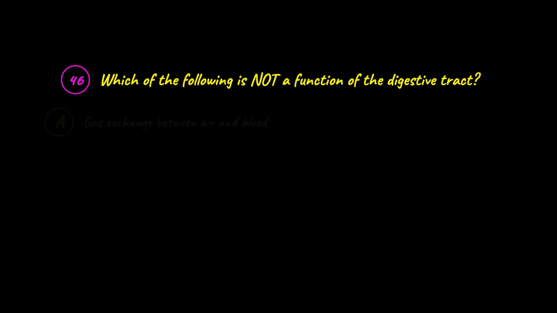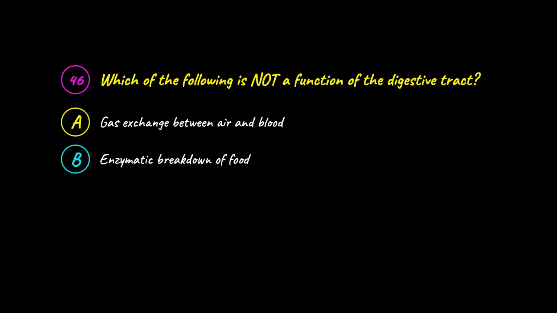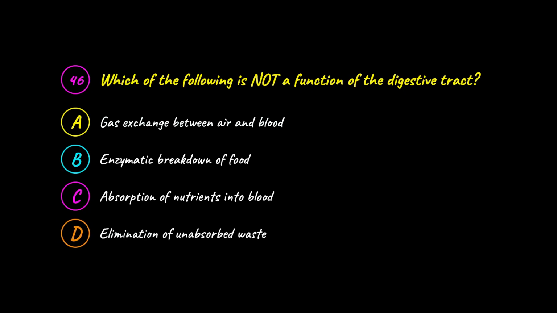Question 46. Which of the following is not a function of the digestive tract? Your options are A. Gas exchange between air and blood, B. Enzymatic breakdown of food, C. Absorption of nutrients into blood, D. Elimination of unabsorbed waste. Which would you go with? Lock it in before the reveal.